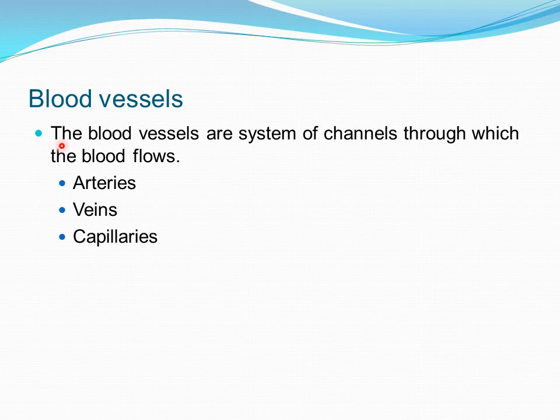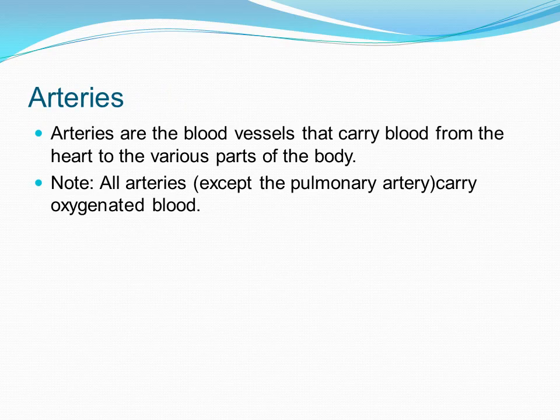Blood vessels are mainly of three kinds: arteries, veins and capillaries. These three today we will be learning in detail with their structure and function. So let us start today with the first part, that is artery. Now, first come the arteries. So, what are these arteries?